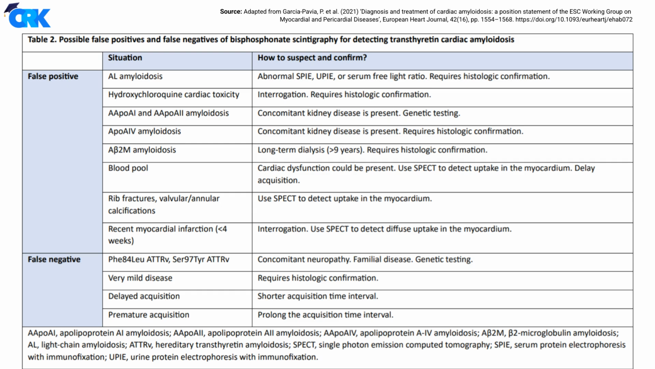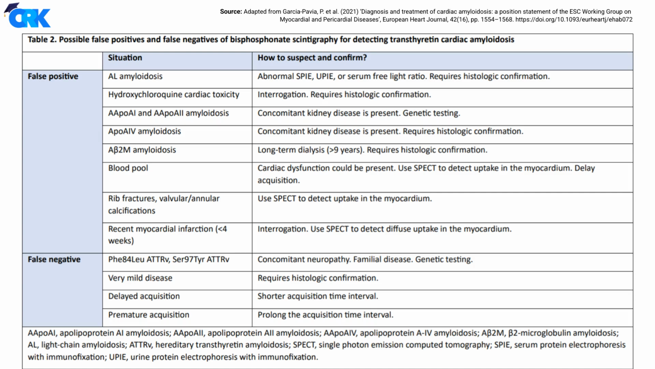Diagnosis also requires biopsy. ApoAI amyloidosis. These often occur alongside kidney disease and may require genetic testing for confirmation. ApoAII amyloidosis, also associated with renal dysfunction. Again, histologic analysis is necessary. Beta-2M amyloidosis, typically found in patients on long-term dialysis, usually over 9 years. This too requires histologic confirmation.